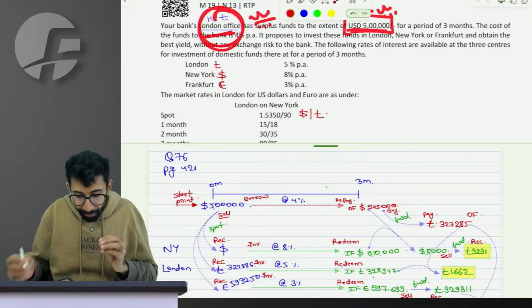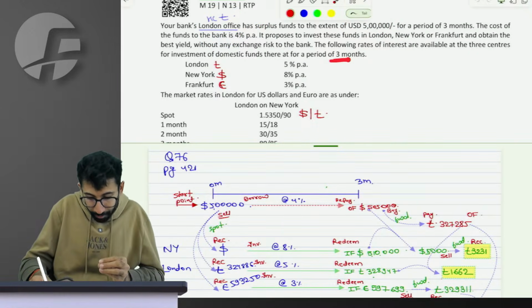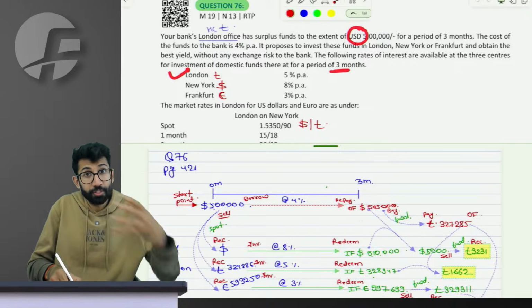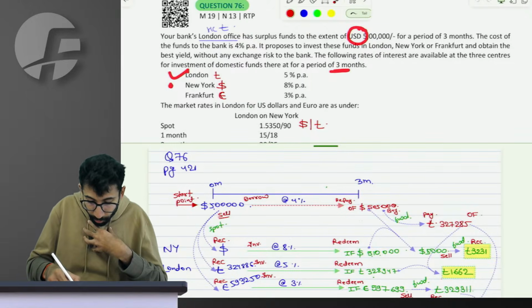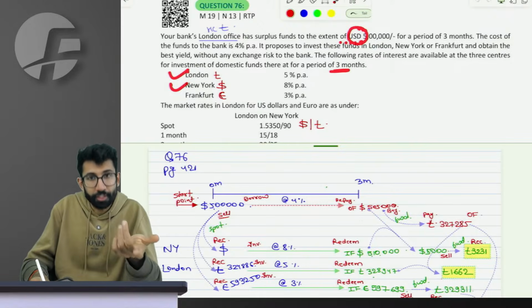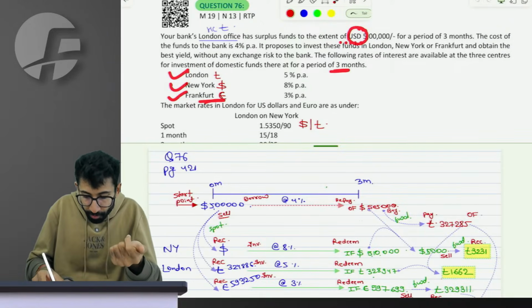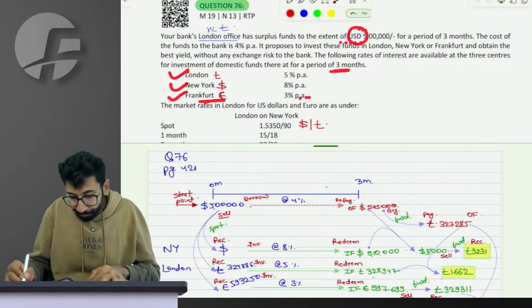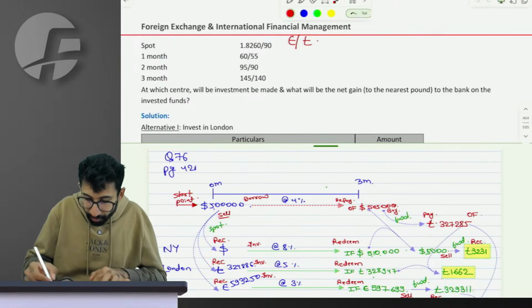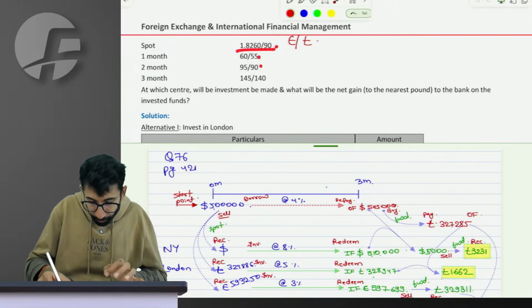So, directly explaining the question, they say for a period of 3 months, you can invest the available dollar either in London, which means your home country, or you can invest it in dollars, which is US, in which the funds are available, or you can invest it in Frankfurt, which relates to euro. The exchange rate of dollar per pound, spot and forward, is given, and euro per pound, spot and forward, are given.